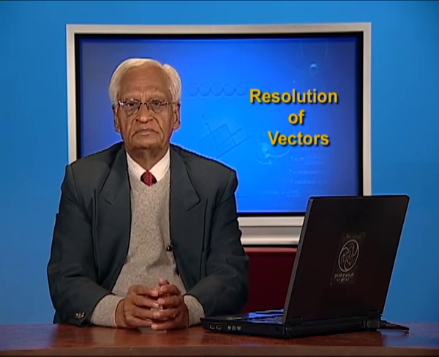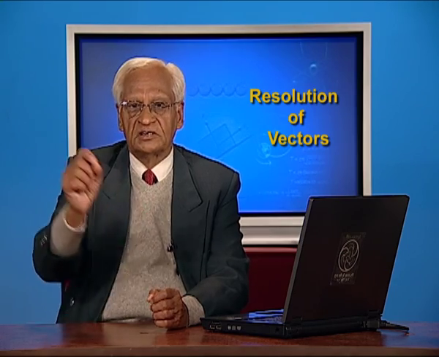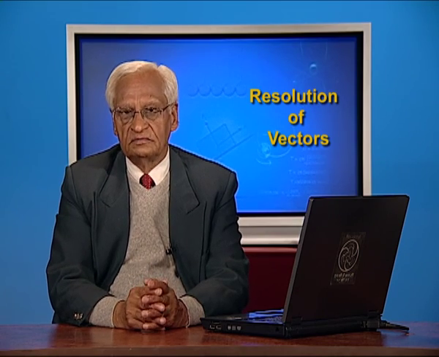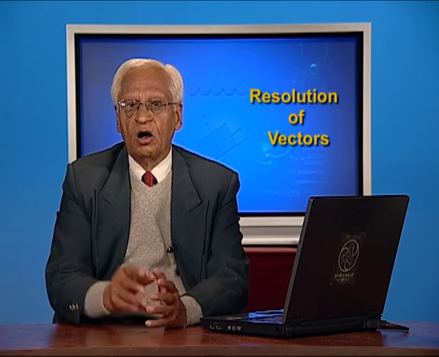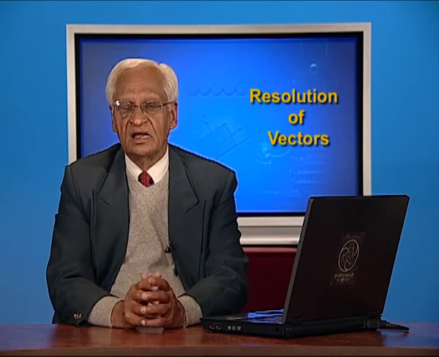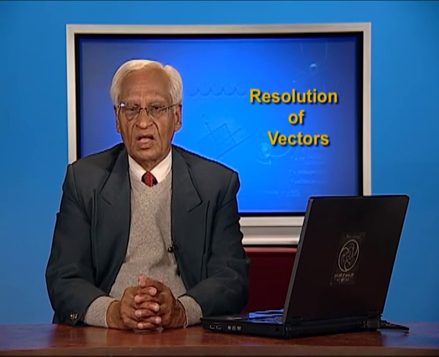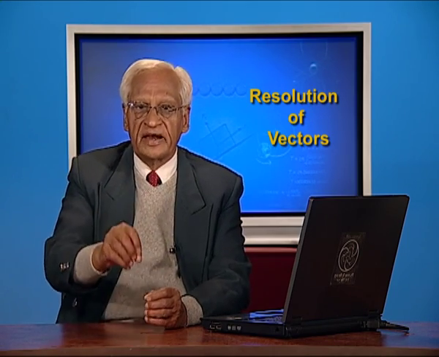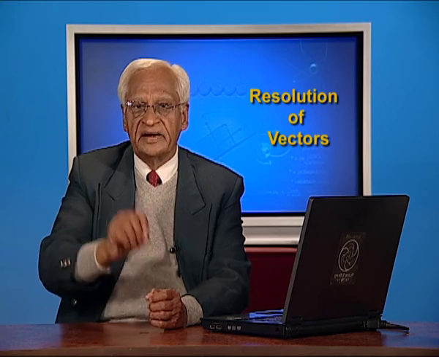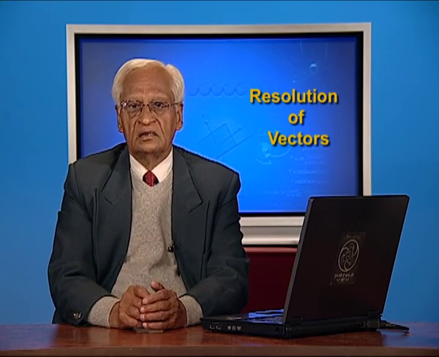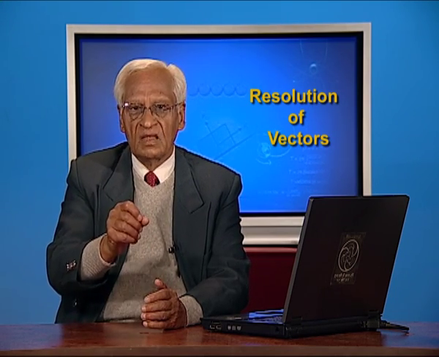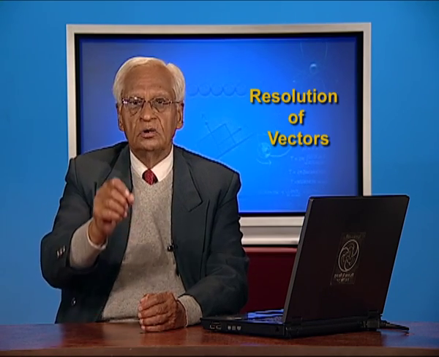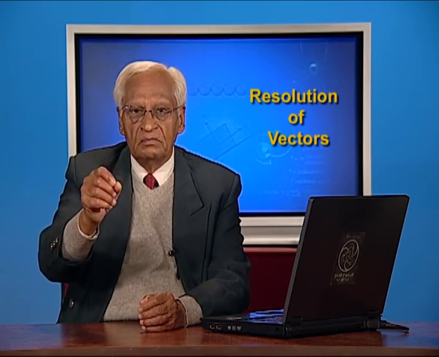We also saw that if two vectors have the same magnitude and are in the same direction, they are equal. We also saw how we can add two vectors and get the resultant, how one vector can be subtracted from the other vector, how we can get the magnitude of the resultant and its direction using the parallelogram law of addition of vectors. Then we saw how vectors can be multiplied.